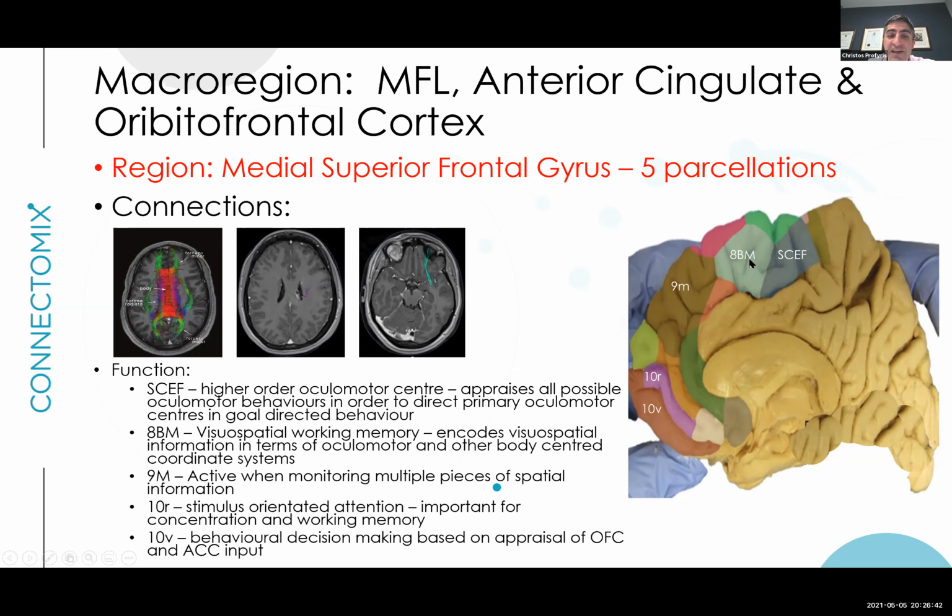9M, like all the 8 parcellations, is important for visuospatial working memory. 9M monitors lots of different pieces of spatial information. And like the 10s on the frontal pole, where they're active during complex tasks, 10R is also active during stimulus-orientated attention. 10V is thought to integrate all the information from the medial frontal lobe and the orbitofrontal lobe to actually help us make a behaviorally based decision.